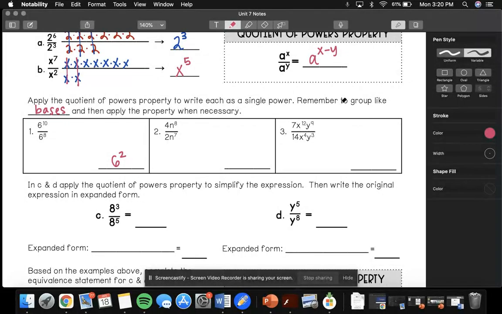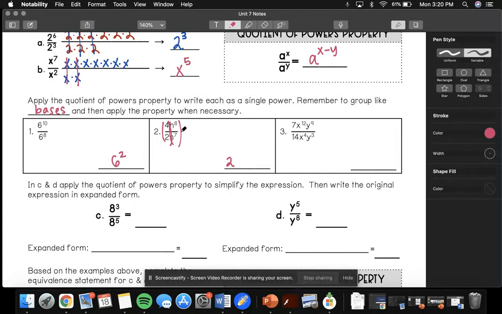All right. With this next problem, we have regular numbers as well. So we're going to have to remember to group them. So first, we're going to do 4 divided by 2. 4 divided by 2 is 2. Okay. Then I can do n to the 8th over n to the 7th. If I ask myself, I have 1 more in the numerator, or I could do the subtraction.